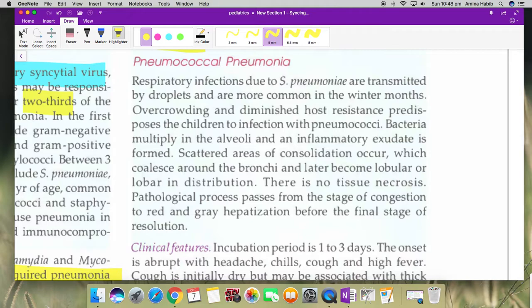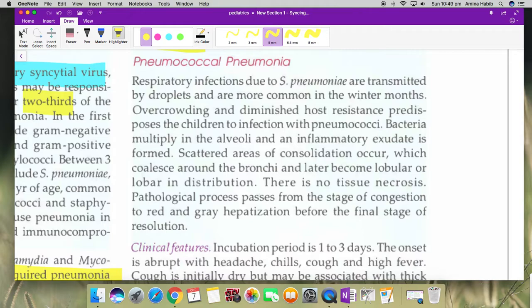The onset is abrupt, that means acute onset. Headache, high grade fever with chills, cough. The cough is initially dry but may be associated with a thick, rusty sputum. The child may develop chest pain that is occasionally referred to the shoulder or abdomen, like we talked, so that it may present as an acute abdominal emergency. The respiratory rate is high, that is, tachypnea is there.